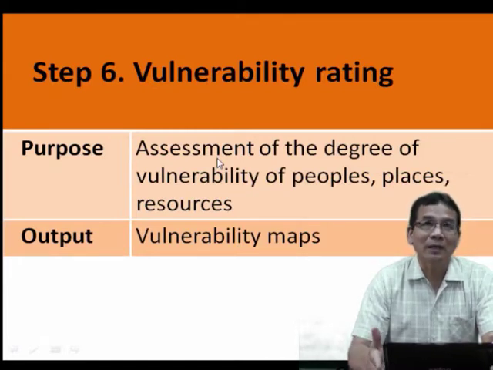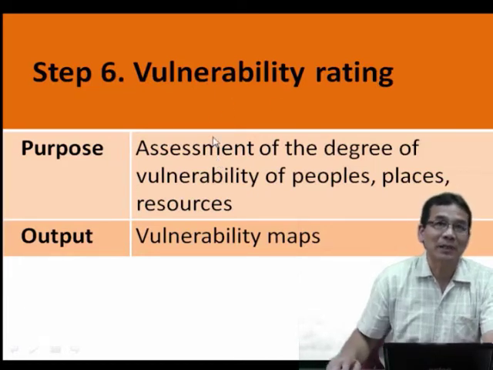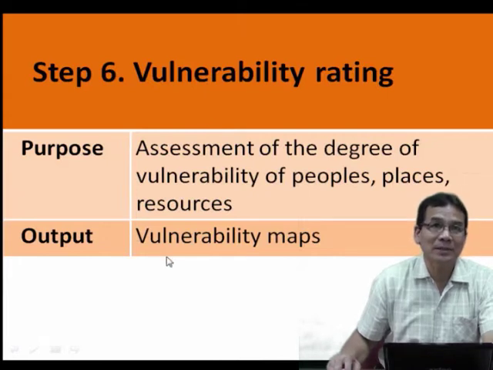And therefore, in this particular step, we try to rate the vulnerability of these different groups of people with varying adaptive capacities as they are exposed to climate risks. And the main output of this step are vulnerability maps showing which areas are more vulnerable than others, which communities are more vulnerable than others, which resources are more vulnerable than others.